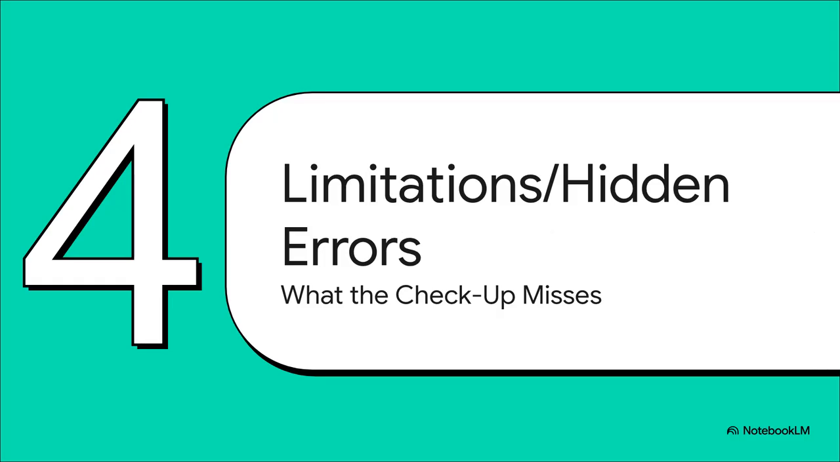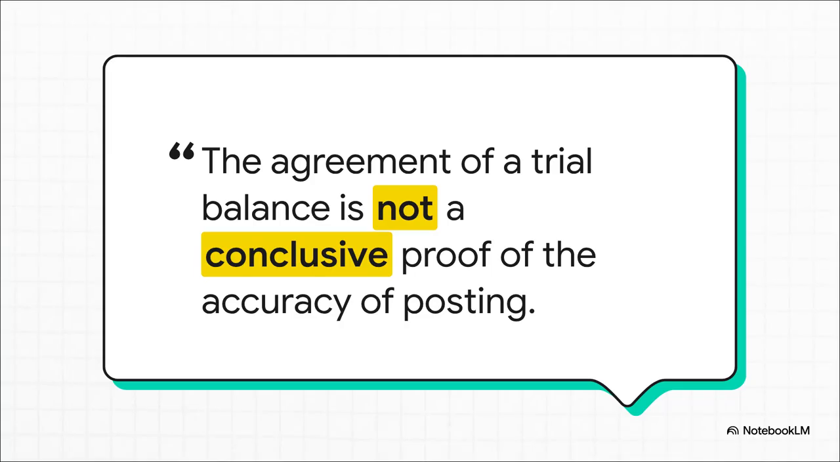All right, moving on to a really critical section, especially for those trickier exam questions. We've talked about what a trial balance does, but now we need to talk about what it misses. Because even when those columns match perfectly, there can still be some pretty big errors hiding in your books. This quote really says it all, doesn't it? The agreement of a trial balance is not a conclusive proof of the accuracy of posting.